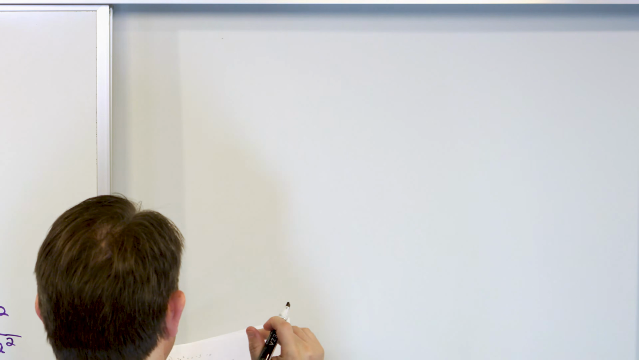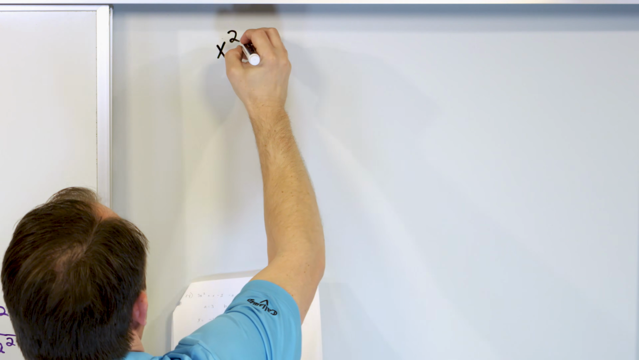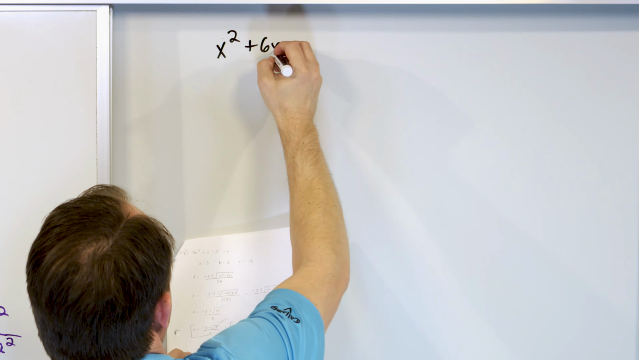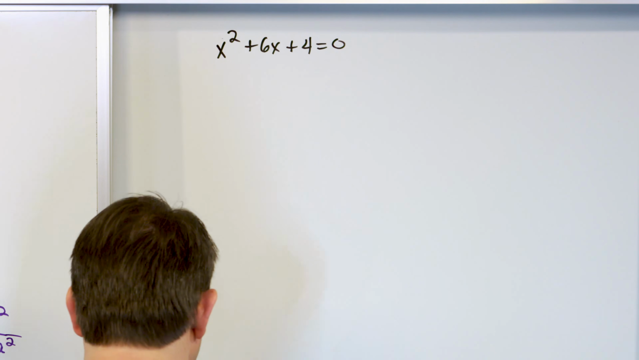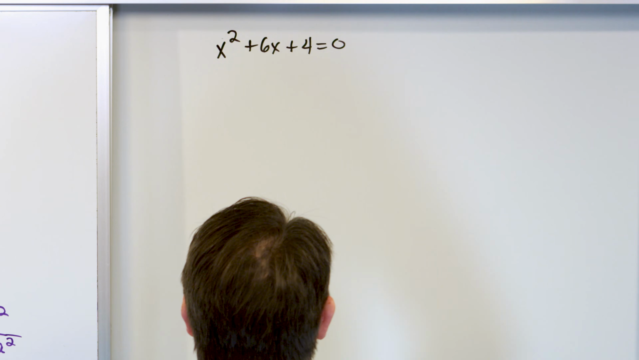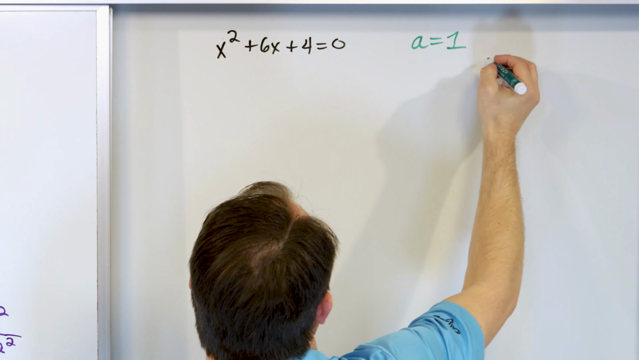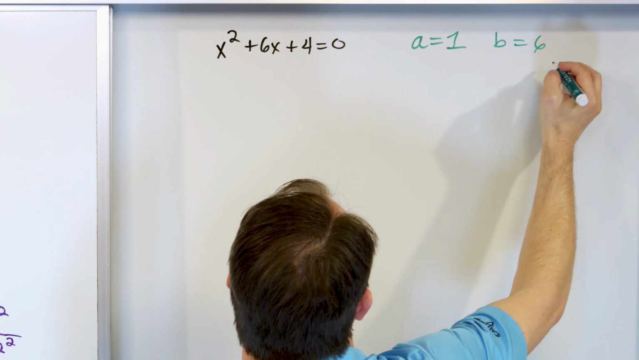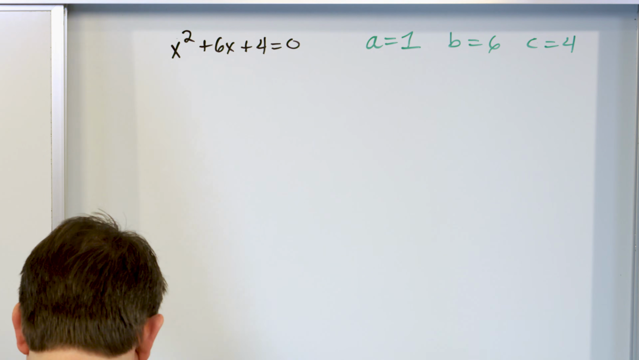All right, let's take a look at a couple more real quick. What if it was the polynomial x squared plus 6x plus 4 equals 0? I want to solve that quadratic equation. Well, the first thing you do is identify a, b, and c. From this equation, a is going to be equal to the coefficient of x squared, which is 1. B is going to be equal to the 6, and C is going to be equal to the 4. Those are the three coefficients. That's basically all you have to do there.